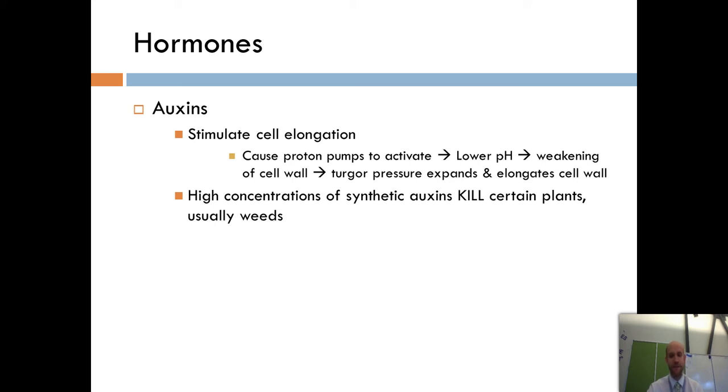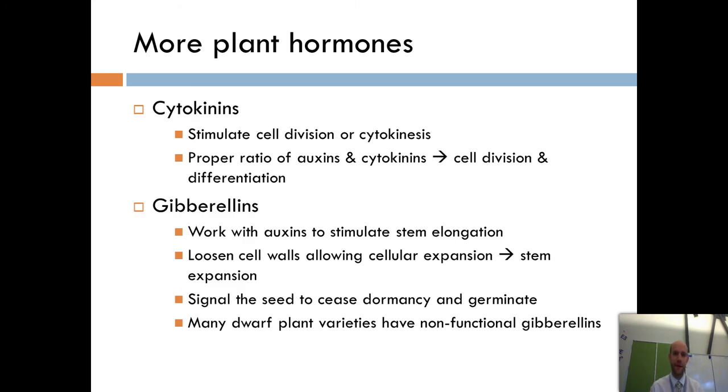We can actually use auxins to kill certain plants by providing them in really high concentrations. The plant will grow faster than it has the energy to support and will run out of its energy stores. That's how we kill various weeds. There are other plant hormones too. Cytokinins, which stimulate cell division. A proper ratio of auxins and cytokinins will enable good cell growth.